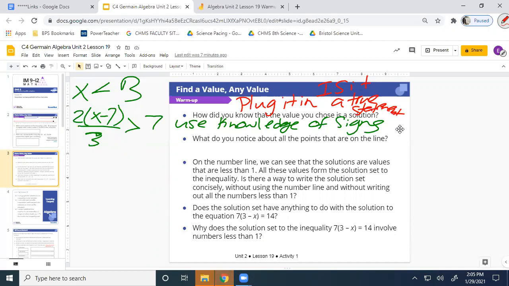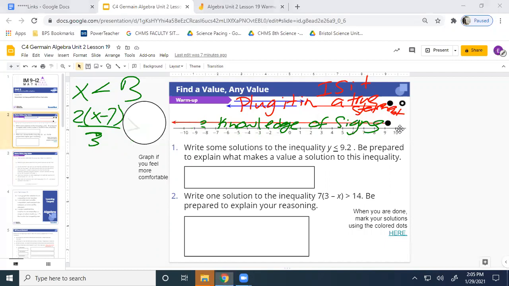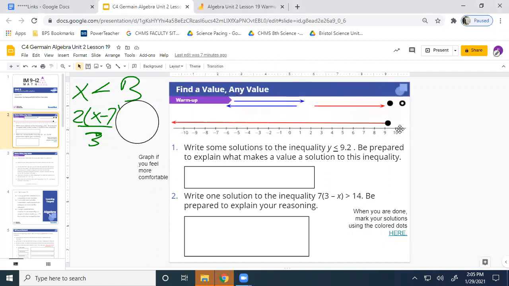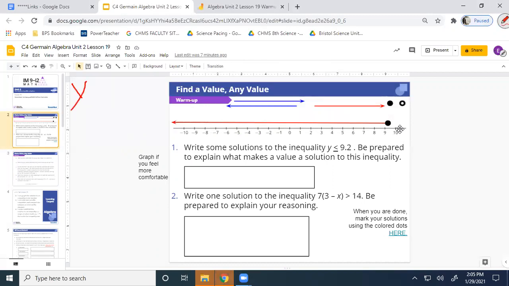Okay. Then, what do we notice? When we go back to this graph that we created, we created a graph for number 1. This inequality, y is less than or equal to 9.2, is this graph right here. So all those solutions that we said, negative 1, 1, 5, negative 10, what do we know about all those solutions in regards to this line?